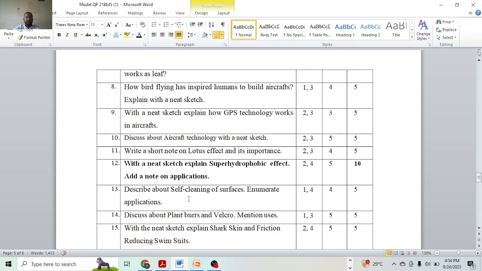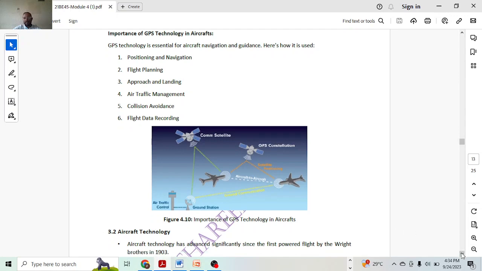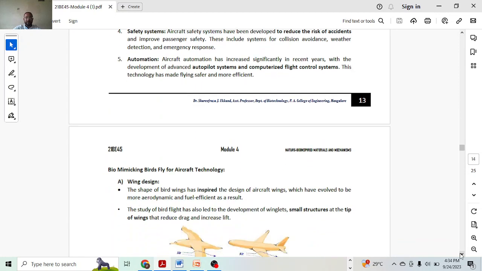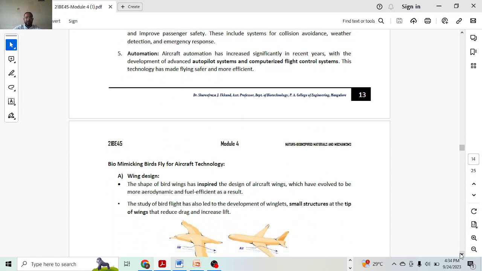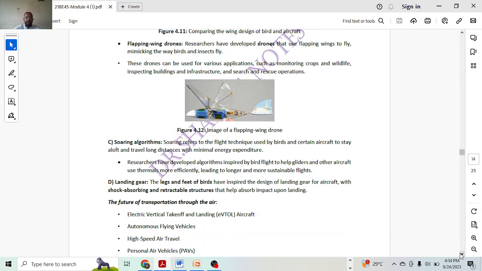Next you have aircraft technology with a neat sketch. Aircraft technology is again speaking about aircraft technology. We have the introduction, then key points, key components. There are around 5 different key components that we will be giving. Then also you write biomimicking of the bird. Any one you write. Okay.